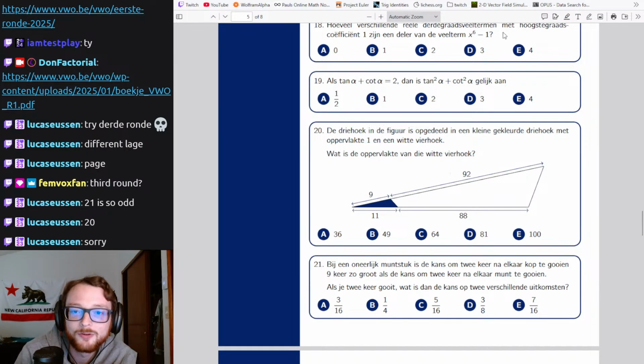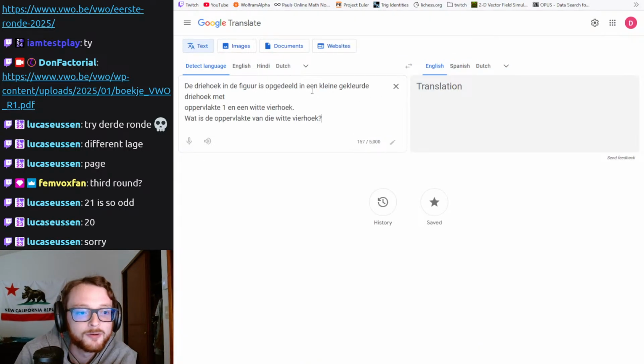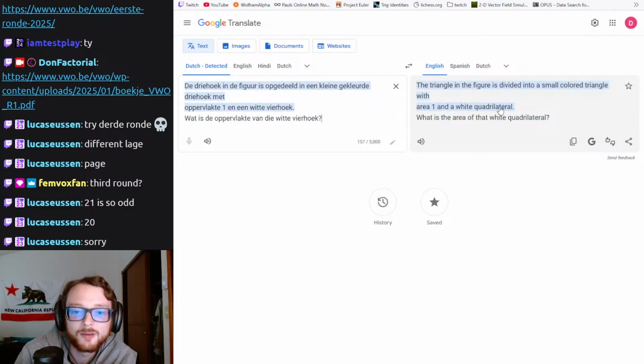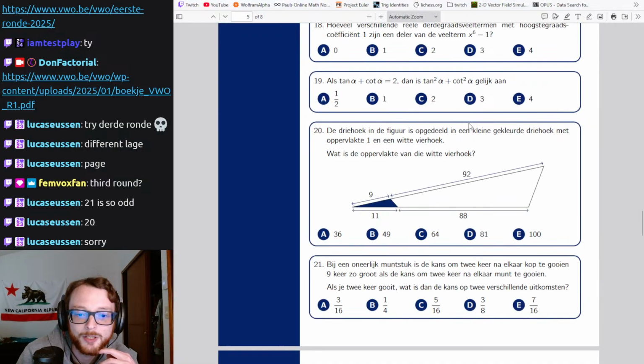Got a triangle. Small color triangle with area 1 in a white quadrilateral. What is the area of the white quadrilateral? Isn't this just a whole bunch of, like, law of, well... Ooh. Let's try it.